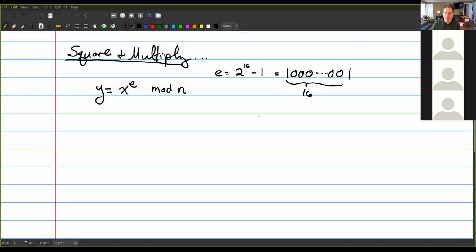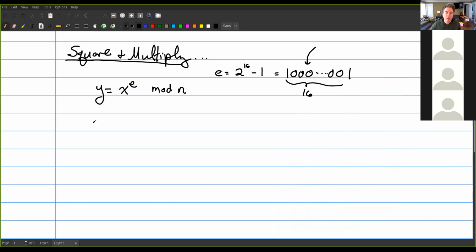So it's big enough to make even small plain texts sort of spin around mod n, but it's small enough that this exponentiation doesn't take a lot of time. And it has a lot of zeros for reasons that we'll see in a second. When you do the square and multiply algorithm, zeros go faster than ones.